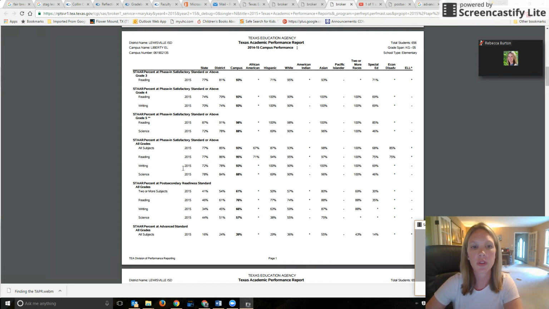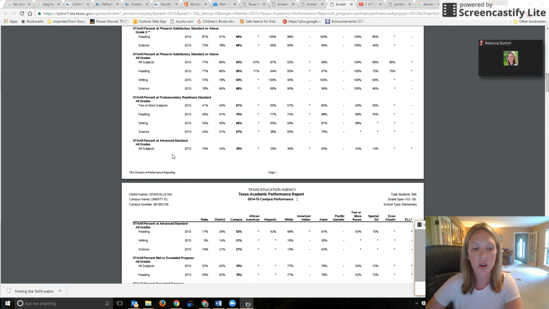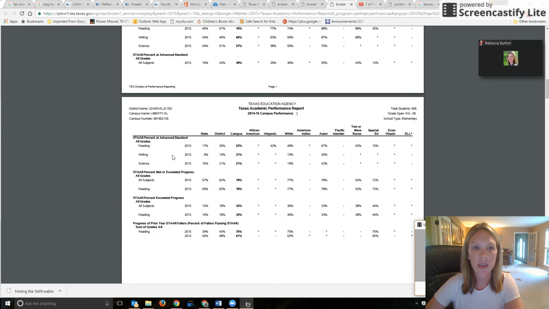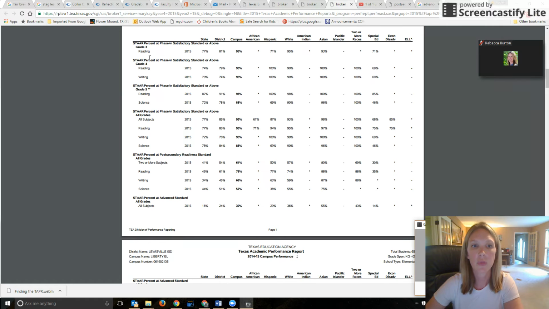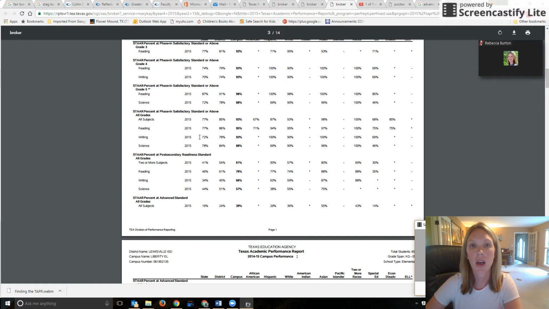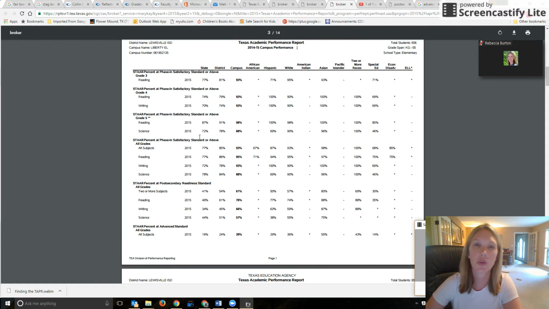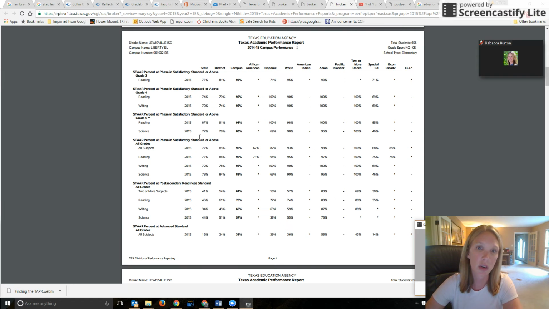So with the elementary school data, you'll notice that 3rd grade takes reading only, 4th grade reading and writing, and 5th grade reading and science. So you'll see those reported out separately. You'll also notice that they reported out all subject areas. Now, for STAAR, they did take the math test in 4th grade and in 3rd grade as well, but they didn't report out that data for the 2014-2015 school year.